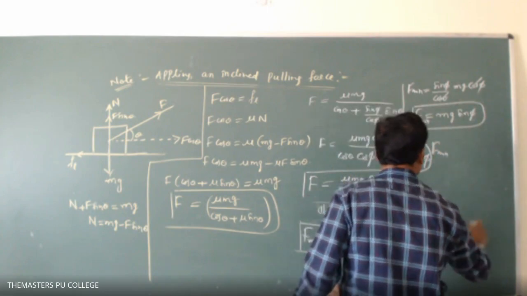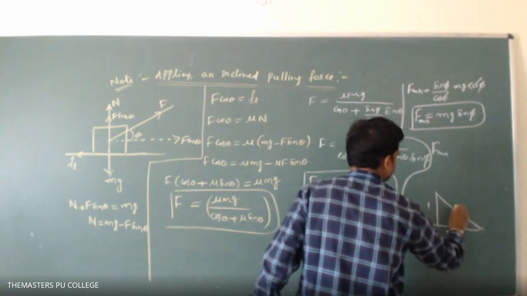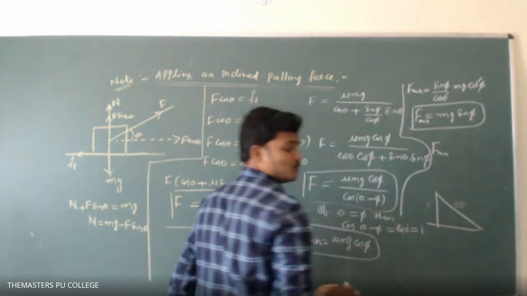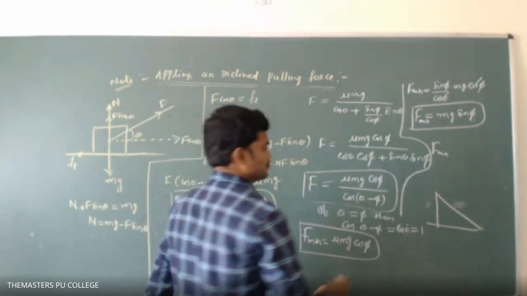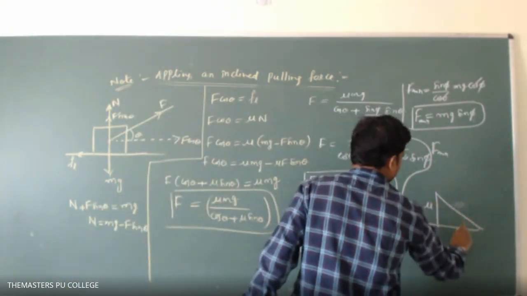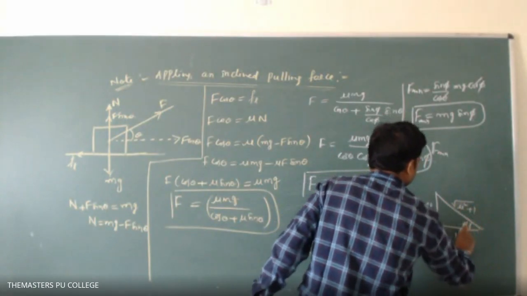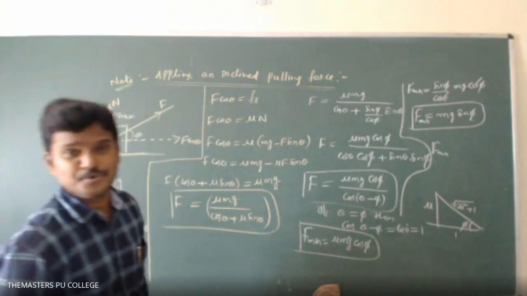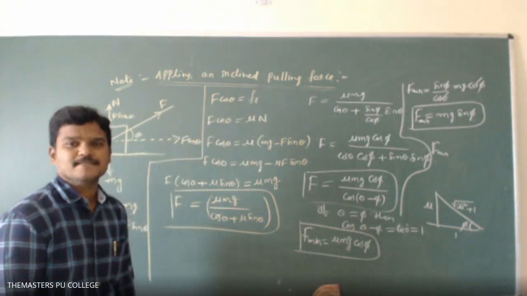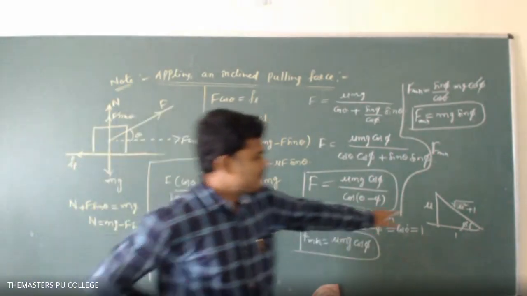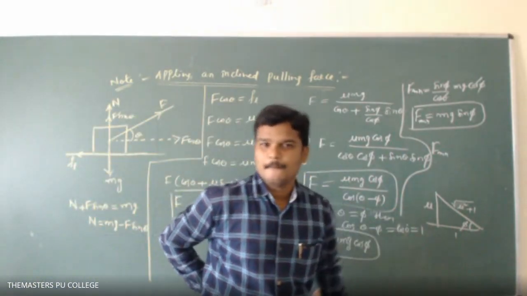If you want one more step, you can extend it. Why? Because we know tan phi is equal to mu. Remember this one: tan phi is mu. So what is tan phi from here? Mu by 1, nothing but mu.